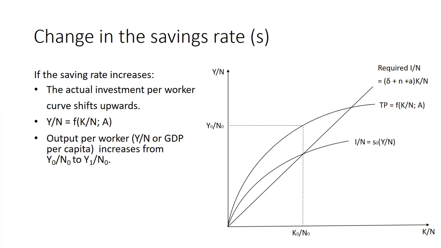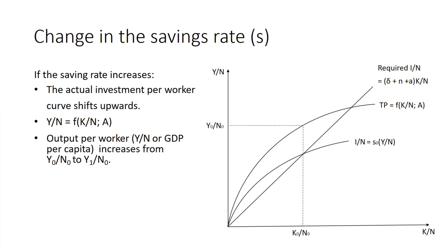Now, what I've started here with is the whole total production function. We have a required investment, we have our actual investment, all at equilibrium. So assuming an economy in equilibrium, what we do is change the savings rate.